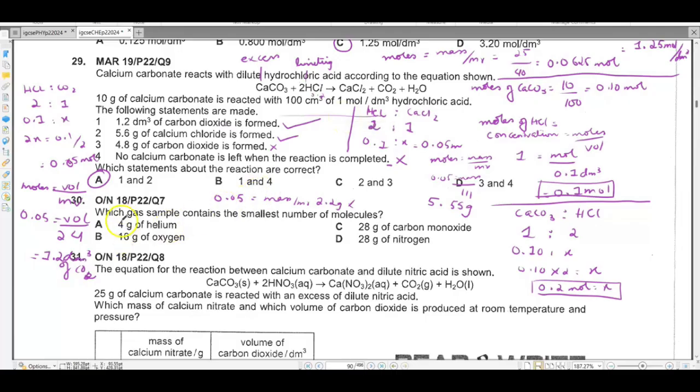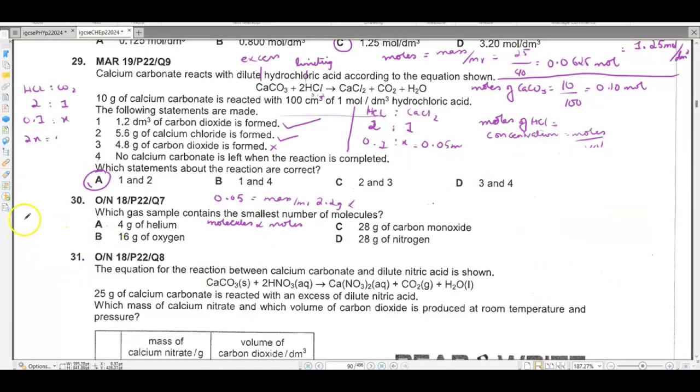Okay, moving on to question number 30. Which gas sample contains the smallest number of molecules? 4 grams of helium, 16 grams of oxygen, 28 grams of carbon monoxide, 28 grams of nitrogen. Now, I told you that molecules are directly proportional to moles. As these samples have been provided in grams, we can take out the moles of these samples and compare them to see which one has the smallest number of molecules and which one has the largest. Now let me clear the area and then I'll start with it.